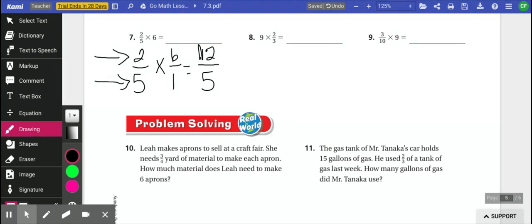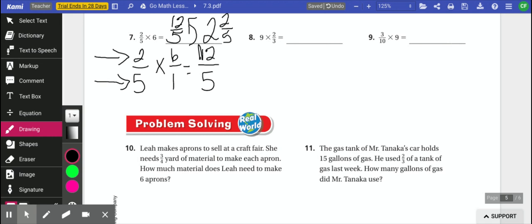Again, you can leave it as 12 fifths. Nothing wrong with that, especially right now, guys. I know things are a little tricky. Or converting it back, which 5 goes into 12 2 times, because 5 times 2 is 10. I have 2 left over.